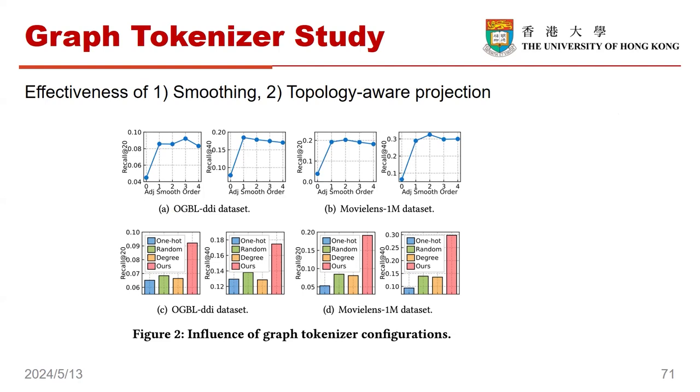We specifically study the effectiveness of the graph adjacency smoothing and the topological wheel projection. As we can see on the upper figures, when we remove the smoothing completely, the performance greatly drops. So this highlights the importance of conducting adjacency smoothing. And in the second part of this experiment, we compare our topology aware projection with some widely known substitutions, like we try to learn some one-hot embeddings across different datasets.